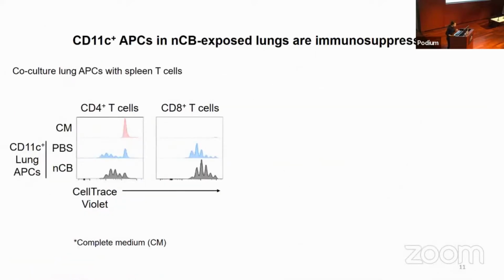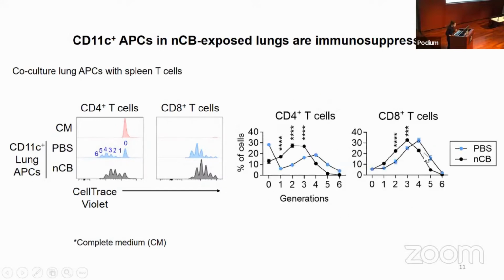So we performed a co-culture experiment. First, we isolated cells and then put them together with splenic CD4 or CD8 T cells, using regular fluorescent-based flow cytometry to perform the analysis by using CellTrace Violet. This is generation 0, 1, 2, 3 to 6. The results are shown on the right. As you can see, carbon black is the black one, PBS the blue one.